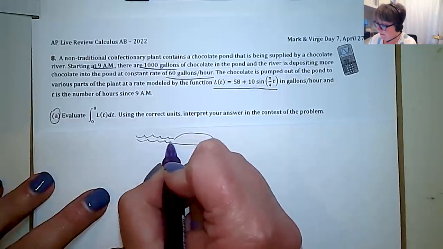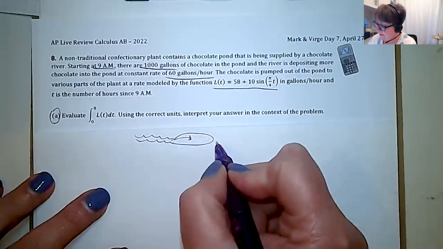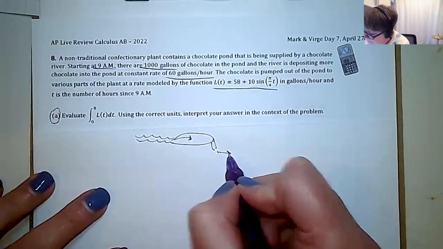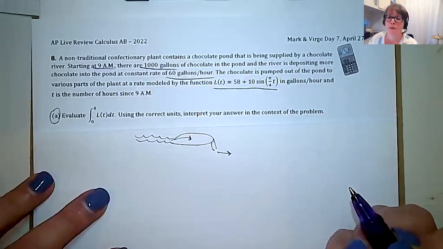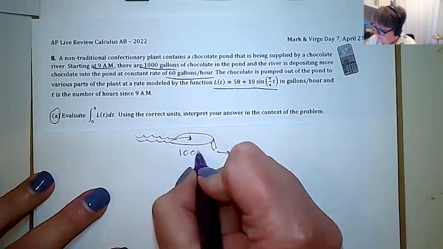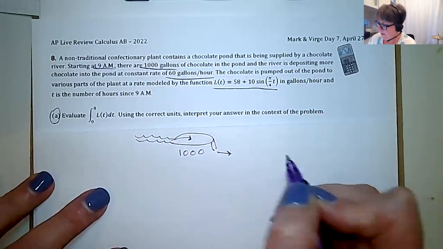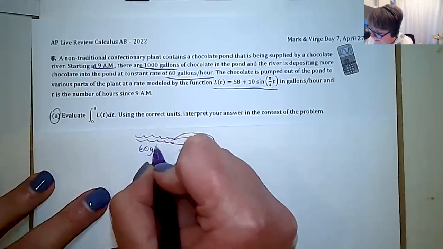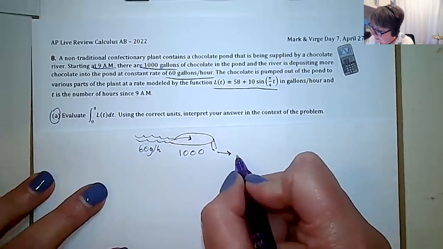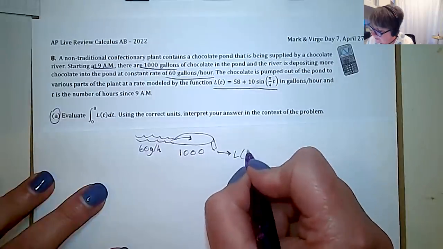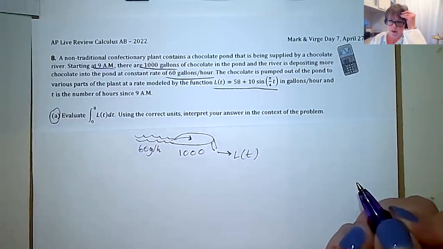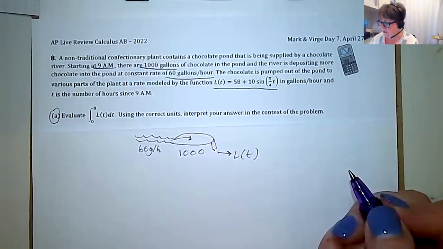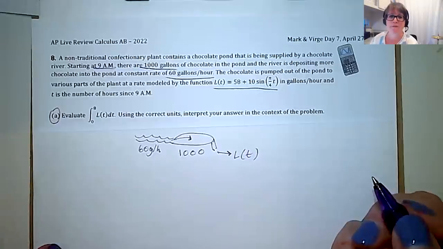And there's this river kind of flowing into the pond. And then there's a pipe or something, some sort of a pump, where the chocolate is draining out of the pond. So there's 1,000 gallons when it starts. There's chocolate coming in at 60 gallons per hour. And then there's chocolate leaving at the rate of L of T. So you have an image in your mind of I'm adding this much and I'm subtracting this much, and I'm going to be able to build my total amount.